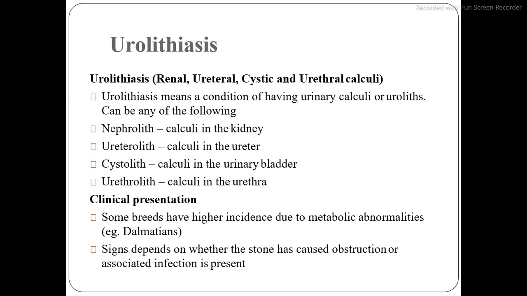Urolithiasis: renal, ureteral, cystic, and urethral calculi. Urolithiasis means a condition of having urinary calculi or uroliths. Can be any of the following: nephrolith, calculi in the kidney; ureterolith, calculi in the ureter; cystolith, calculi in the urinary bladder; urethrolith, calculi in the urethra. Clinical presentation: some breeds have higher incidence due to metabolic abnormalities, e.g. Dalmatians. Signs depend on whether the stone has caused obstruction or associated infection is present.